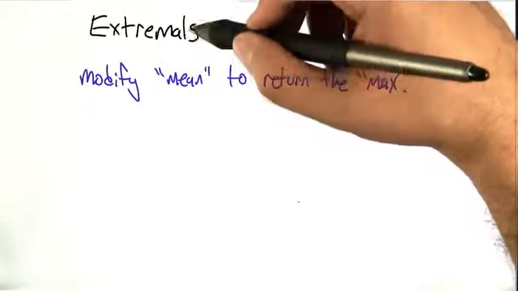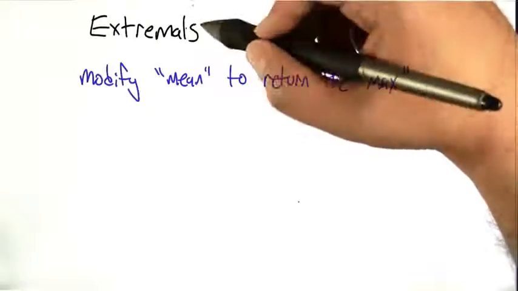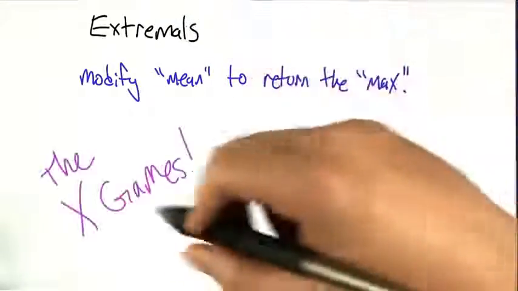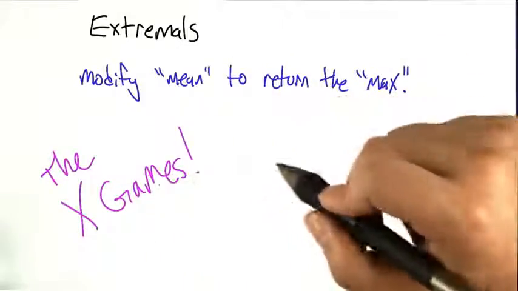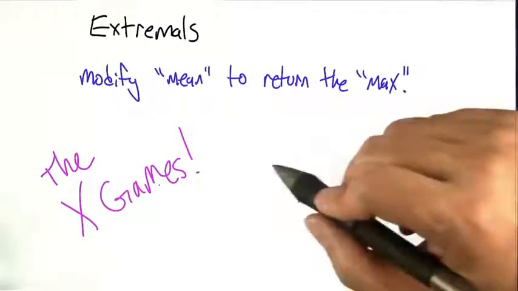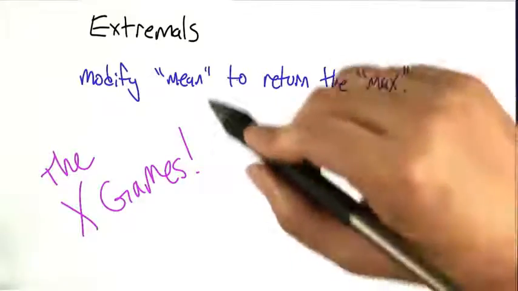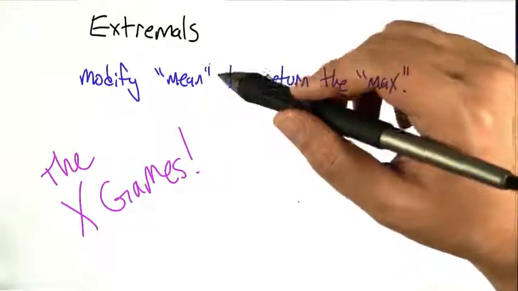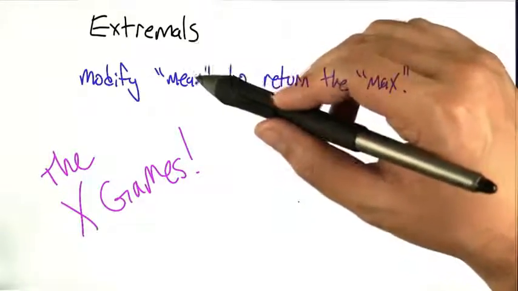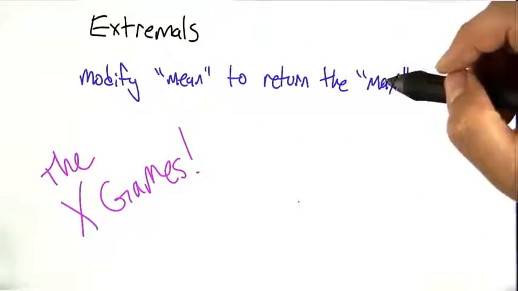The extremals of a list are the extreme values, the max and the min. It's just a kind of a cooler way to say it. Woo! The extremals, the X Games. But it's actually an awful lot like min. So what I'd like you to do is actually modify the mean algorithm that we had to actually compute the max of a list.